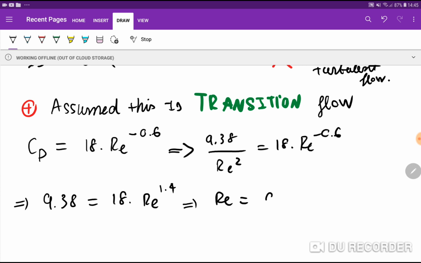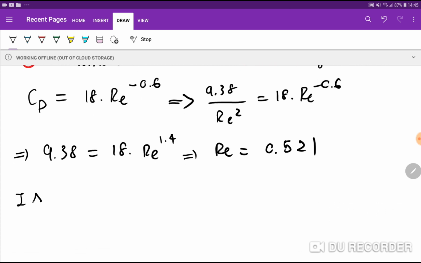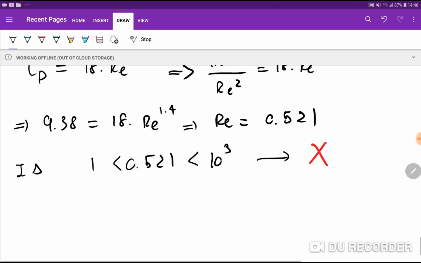So you get Reynolds number equal to 0.521. Now, is 0.521 greater than 1 and less than 10 to the power 3? No, because 0.5 is less than 1, right? So this is false. So you say this is not transition flow.